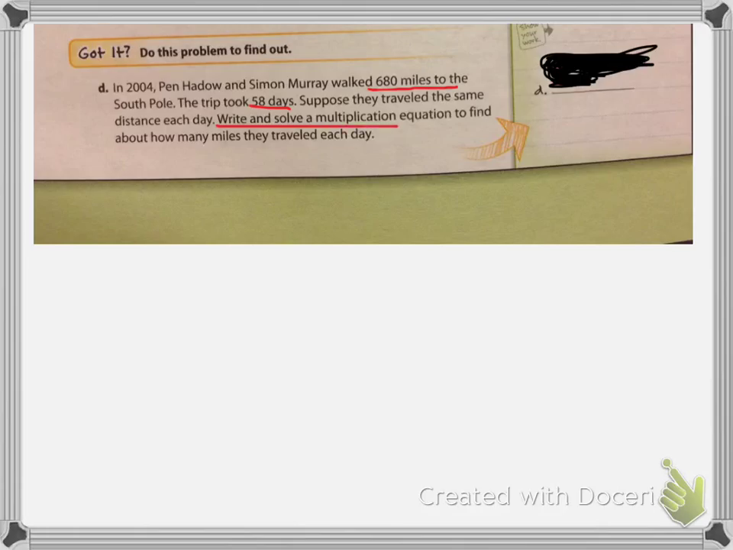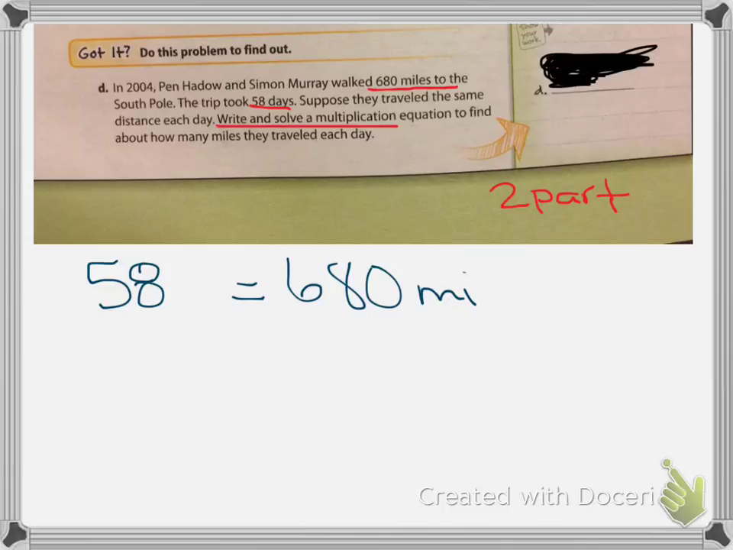So again, this is one of those write and solve problems. So it's a 2-part problem. You need 2 answers. So the first part we're going to have to do is find out what the equation was. So let's think about what they've given us. They've said a total, which was 680 miles, right? And they've said that it took them 58 days. So if we have 58 days and then they traveled some amount of miles each day, and then they got the total of 680, the amount of miles each day could be your x, where x equals the number of miles each day.